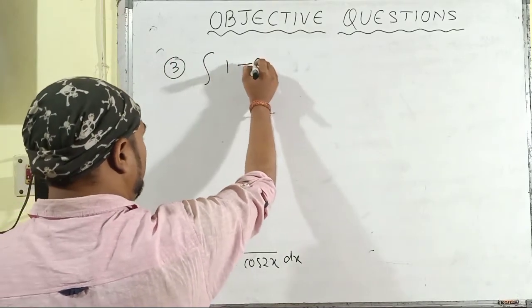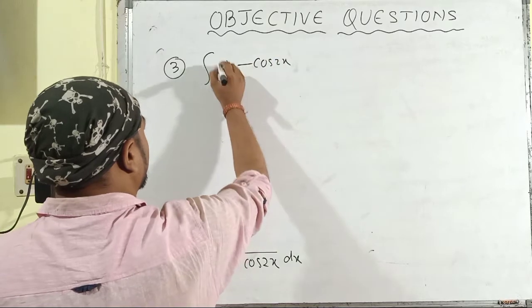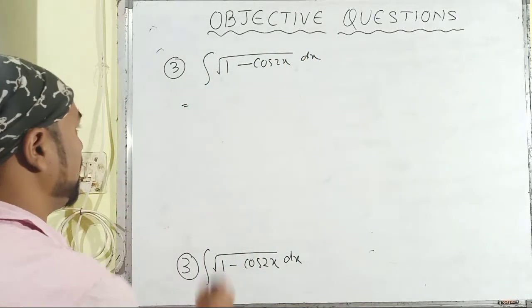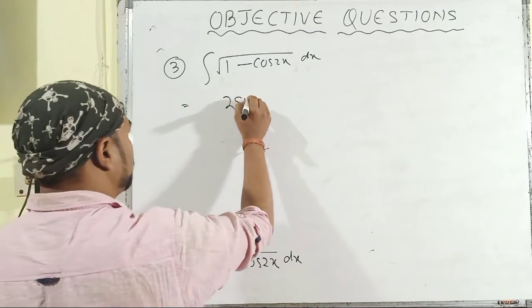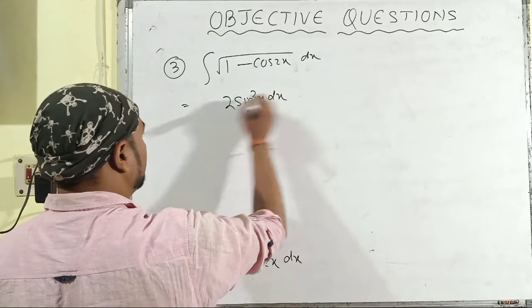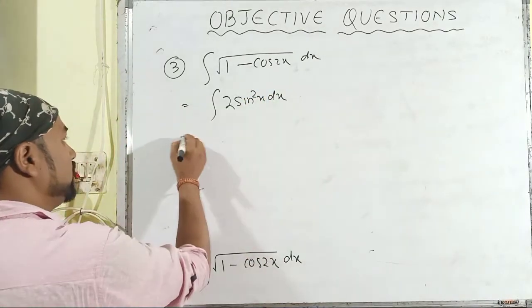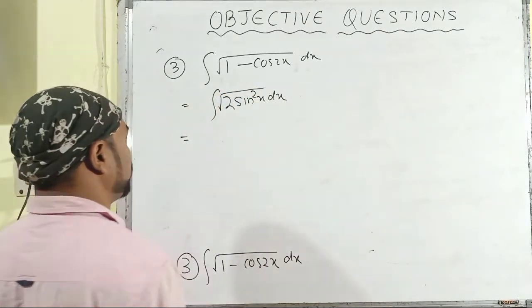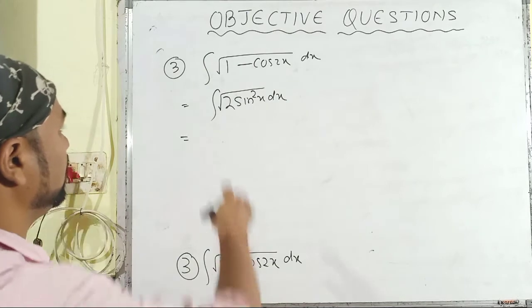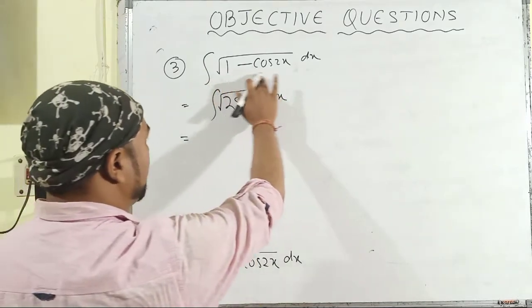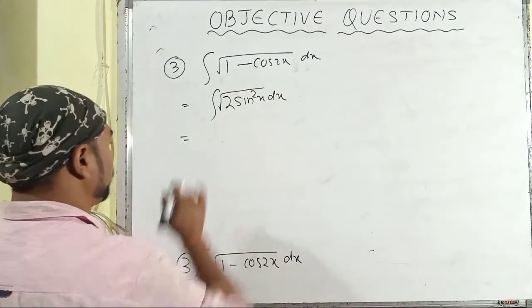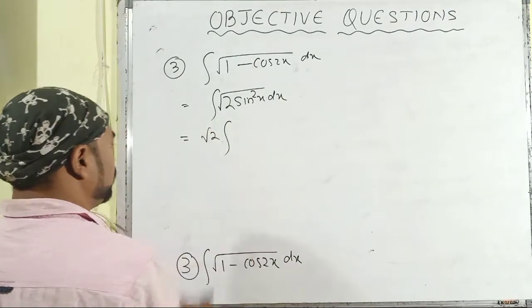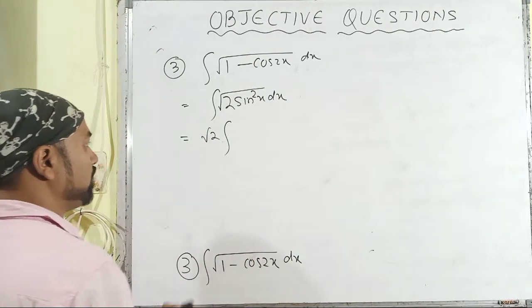Integral of square root of 1 minus cos 2x with respect to x. Then just putting the formula of 2 sin square x, dx. Here it is a square root sign because we have put the formula of 1 minus cos 2x, and that is 2 sin square x. Then as root 2 is a constant, it will be carried outside of the integral.